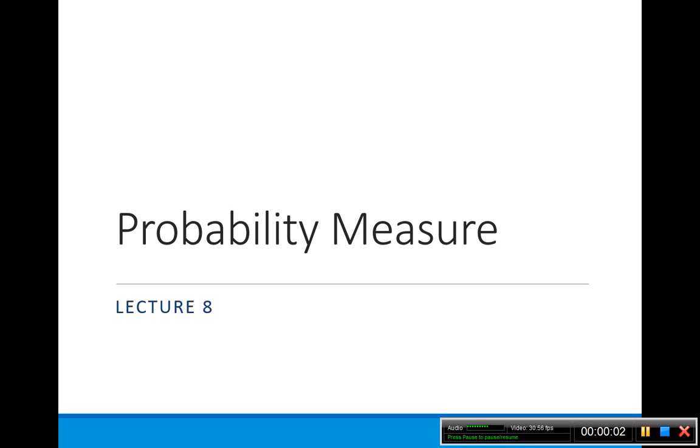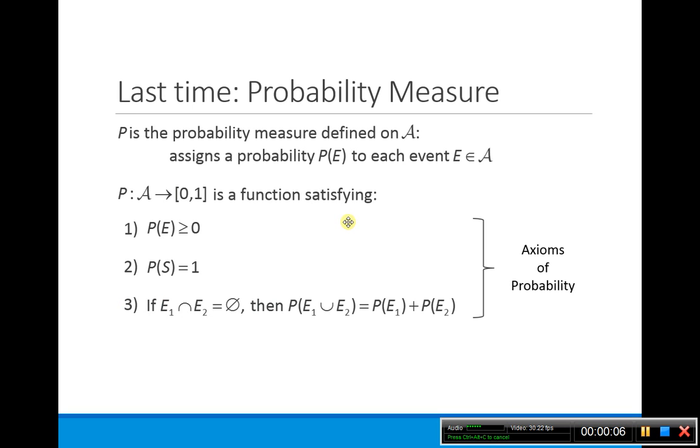Lecture 8 talks about the probability measure to go along with our probability models. Last time we introduced the probability measure as a mapping from our script A to the range [0, 1]. Remember, script A was our collection of all subsets of our sample space.